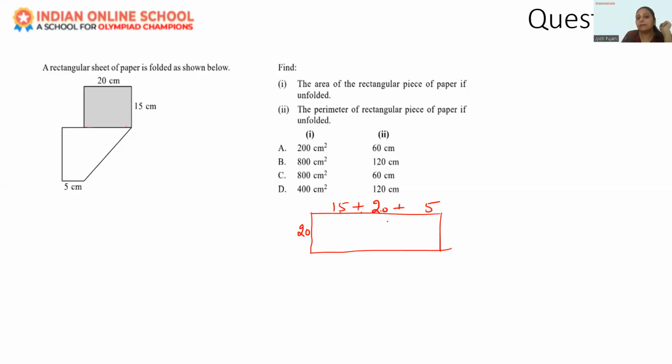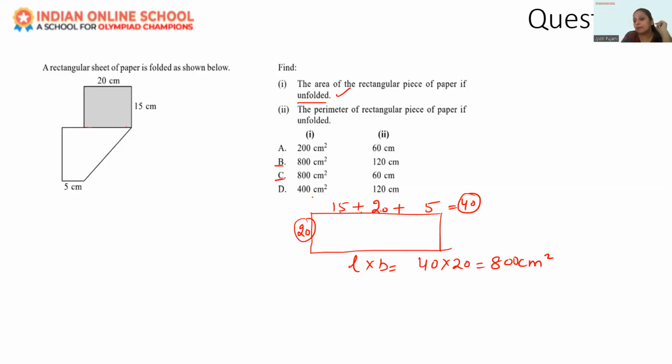15 plus 20 plus 5, because it will take the shape of a rectangle. So that's 40. 40 is my length. 20 is my breadth. So what is the area? They are asking for the area when it is unfolded. So length into breadth, 40 into 20, 80 centimeters square. Sorry, 800 centimeters square. So either B or C will be our answer.